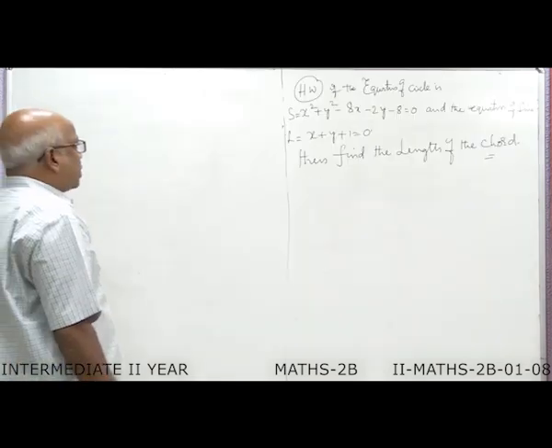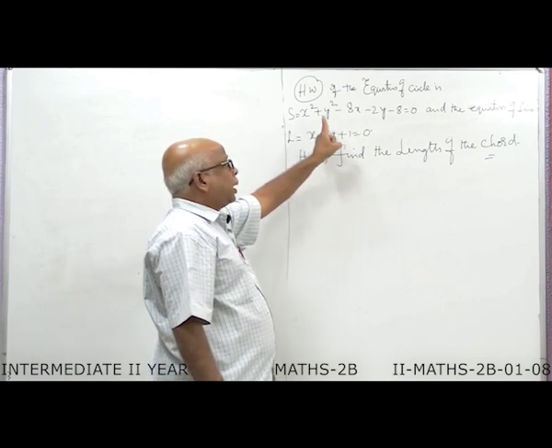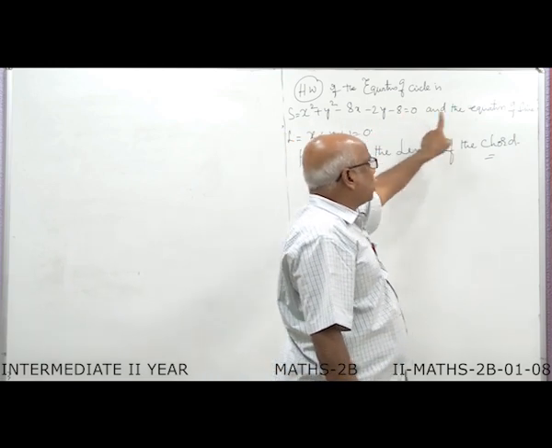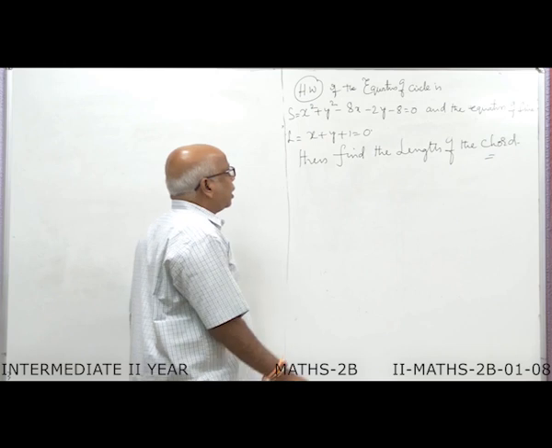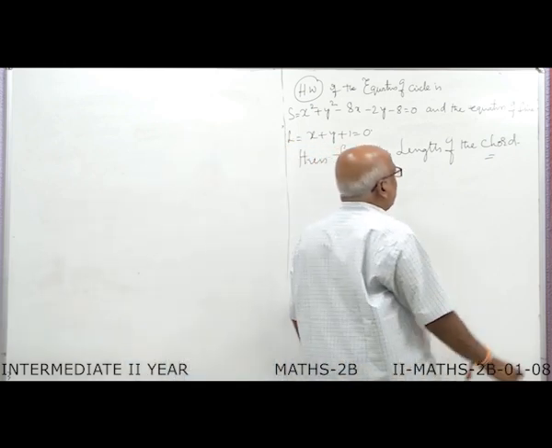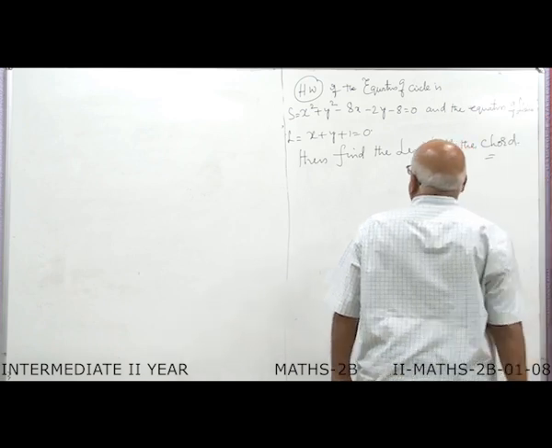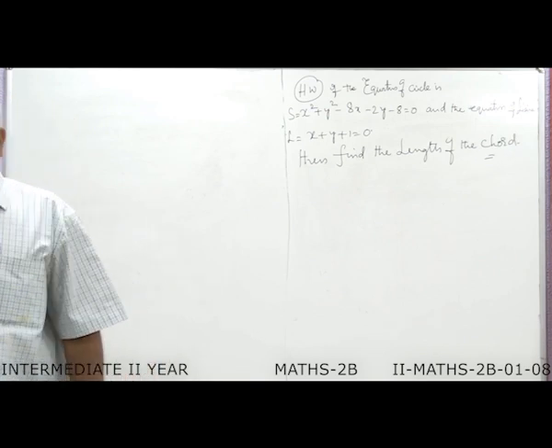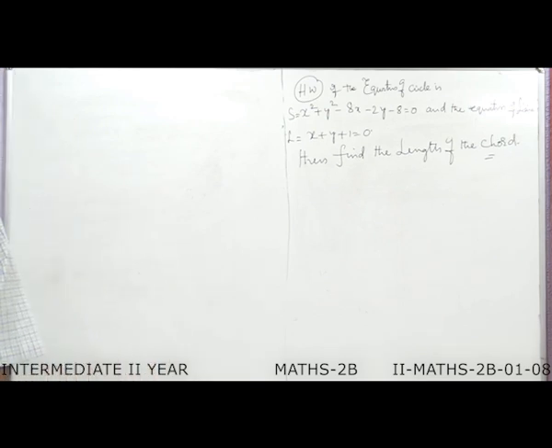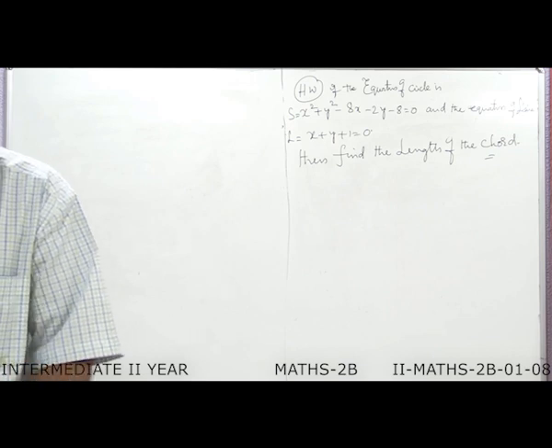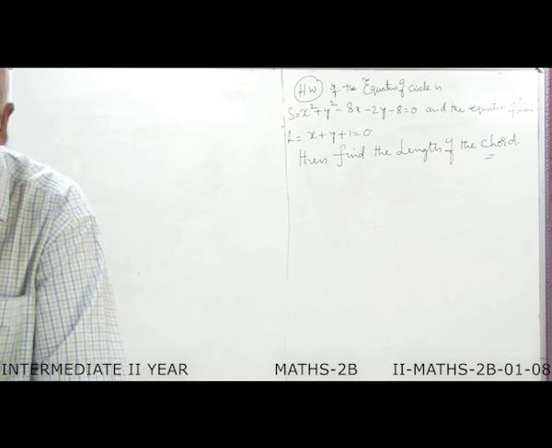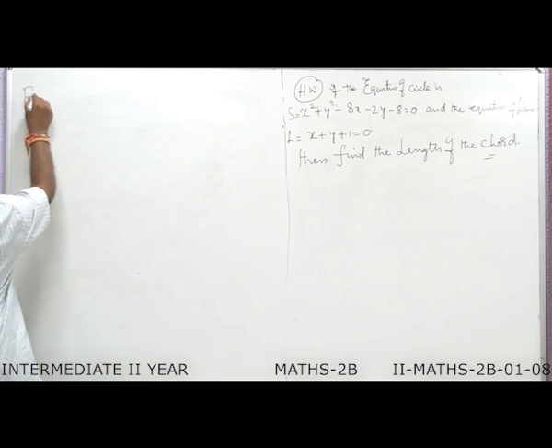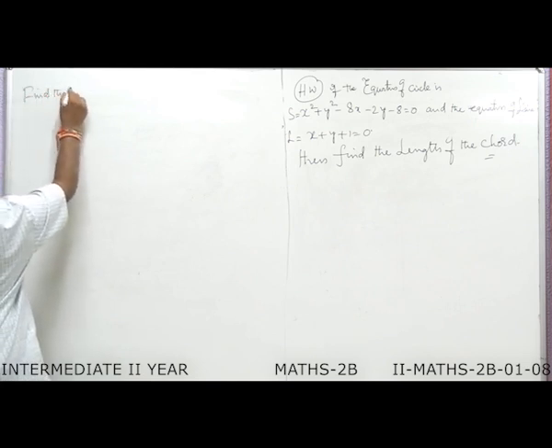If the equation of the circle is S equal to x square plus y square minus 8x minus 2y minus 8 equal to 0, and the equation of the line is x plus y plus 1 equal to 0, then find the length of the chord. That is our homework problem. Next, another one. Find the equation of the circle.